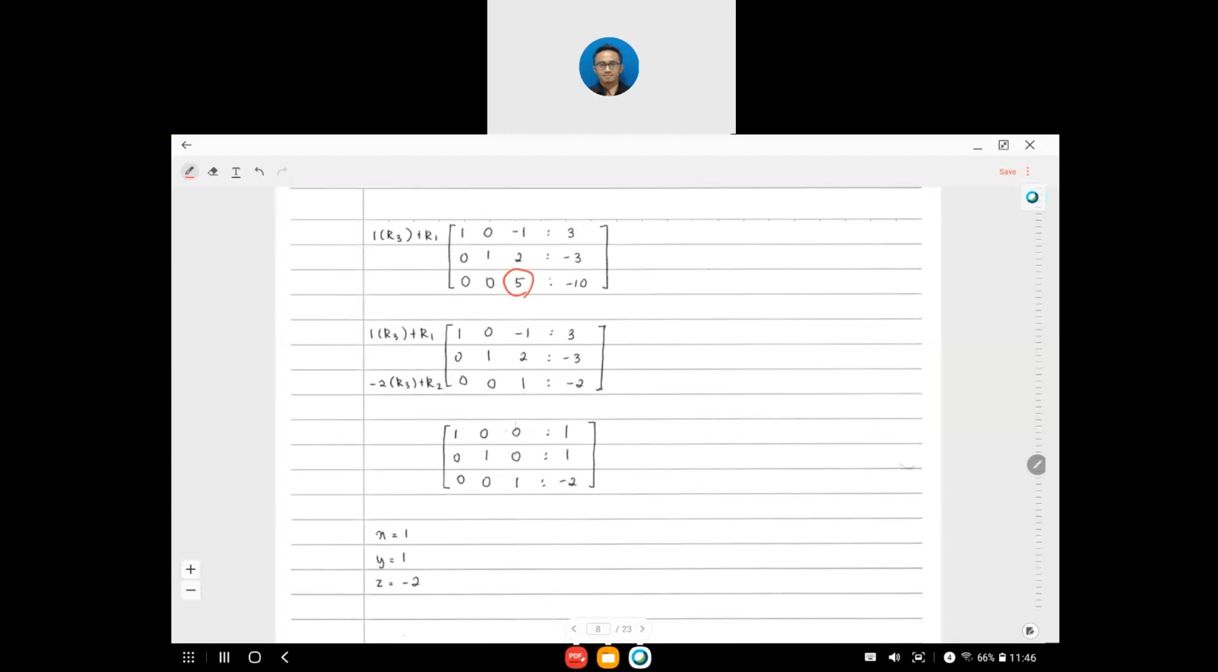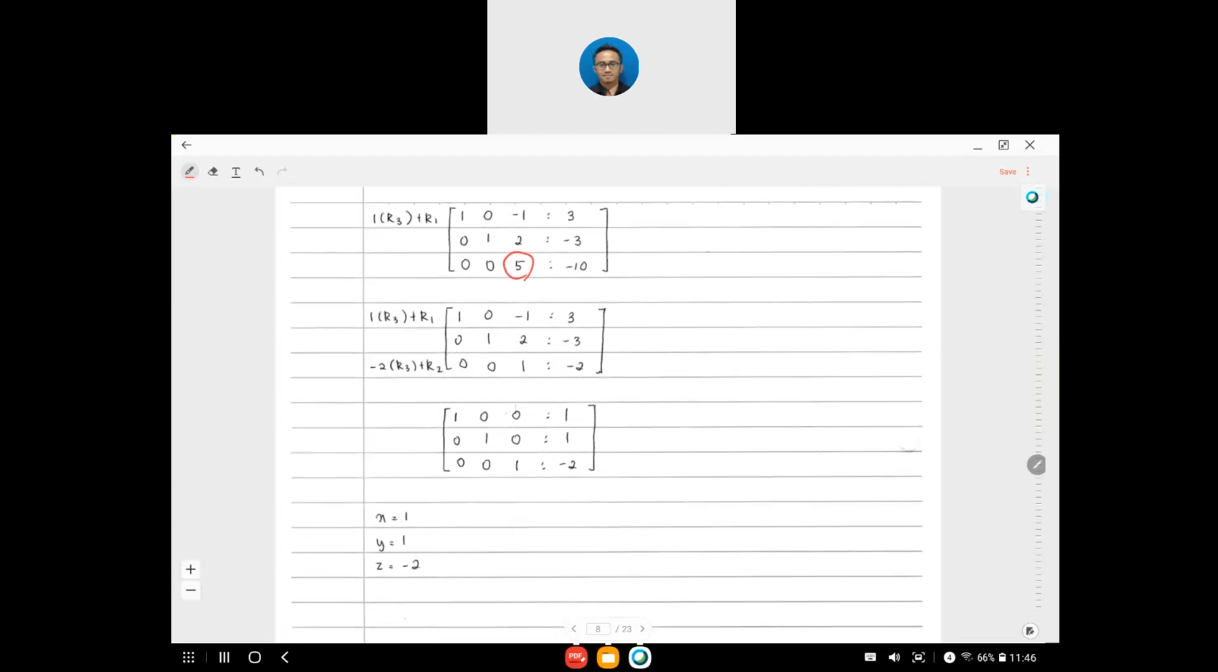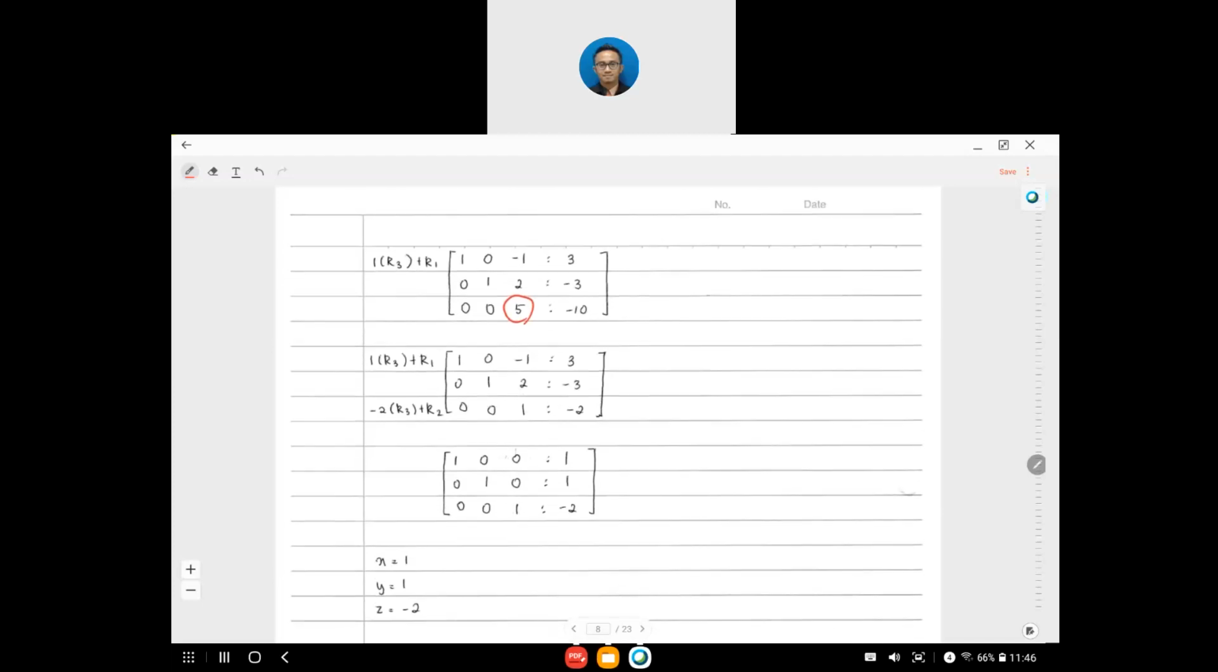So row 3. Where did you do this? Okay, make it 1. This, I don't understand. Okay. Because it changes this. Supposedly here you must write row 3 equal to 1/5 row 3. Only then you get this. Okay. And then because it wants to change to 1 here.